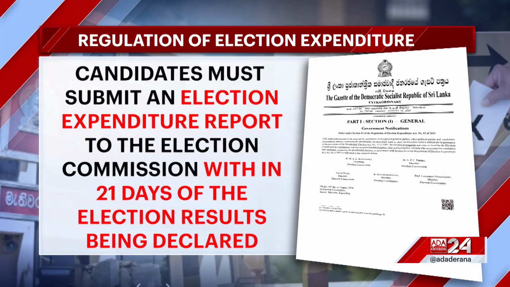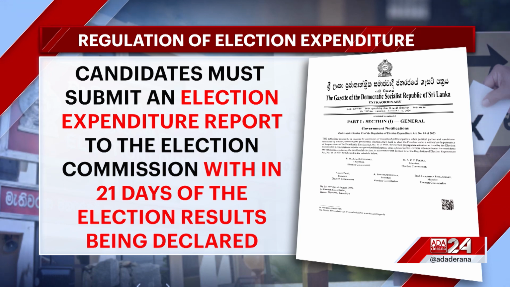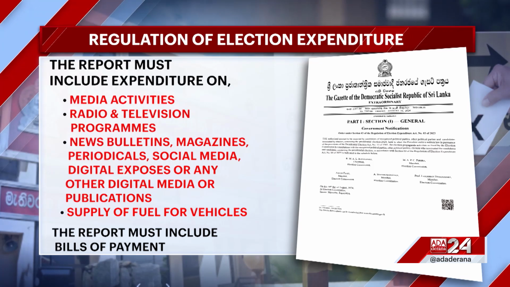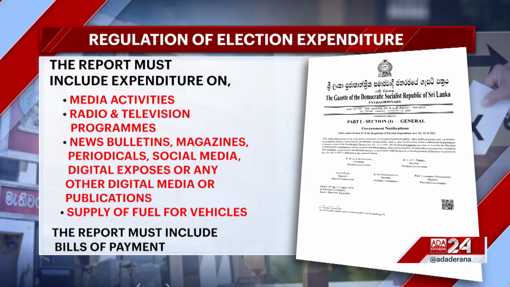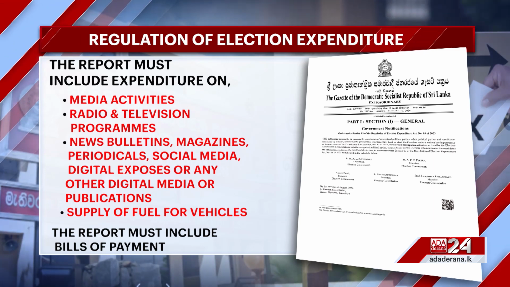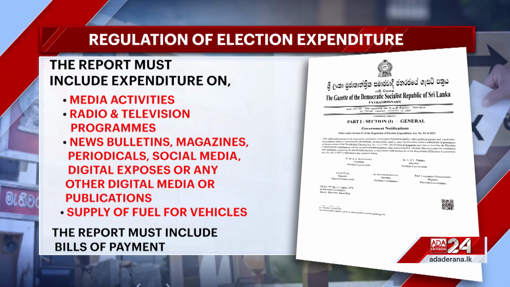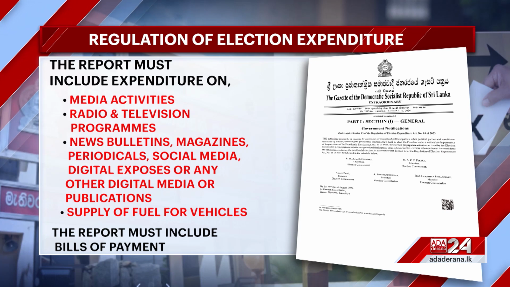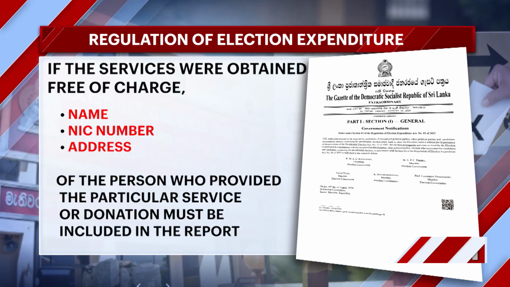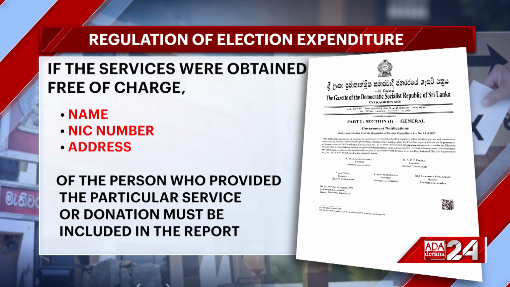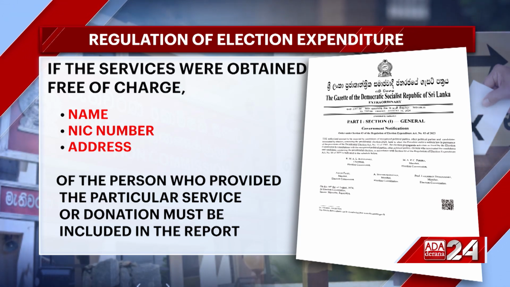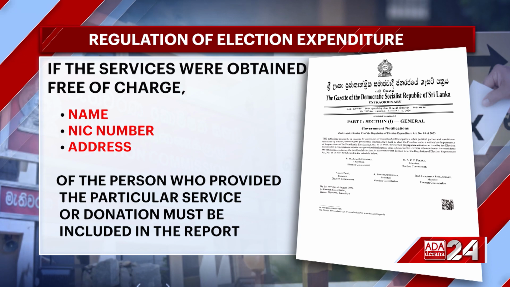Candidates are required to submit an election expenditure report to the Election Commission within 21 days of the election results being declared. The report must include expenditure on media activities, radio and television programs, news bulletins, magazines, periodicals, social media, digital exposures or any other digital media or publications, and supply of fuel for vehicles, and must include bills of payment. Additionally, if the services were obtained free of charge, the name, the national identity card number and address of the person who provided the particular service or donation must be included in the report.